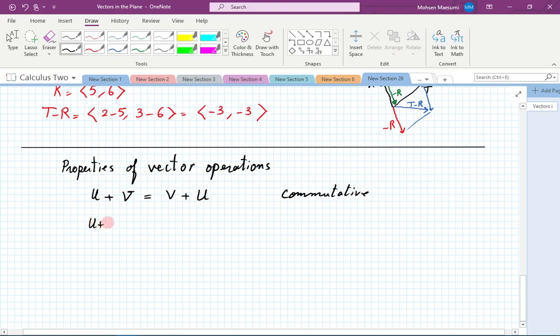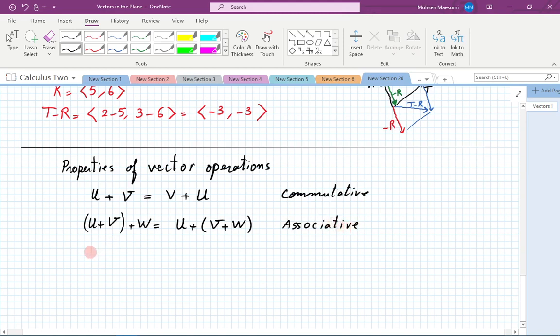Another property you remember from high school classes is this one. If I have three vectors and I want to add them, it doesn't matter how I'm going to list them in my addition, and this one is referred to as the associative property of addition.